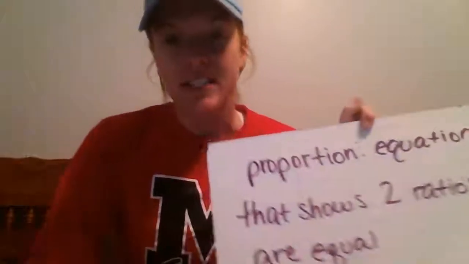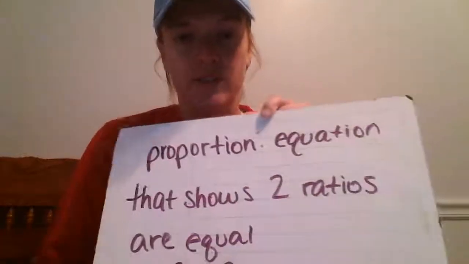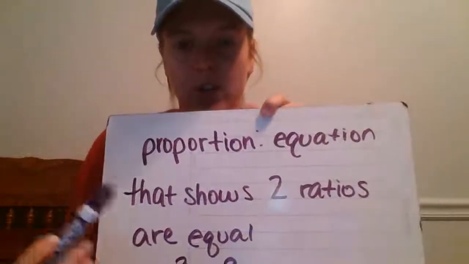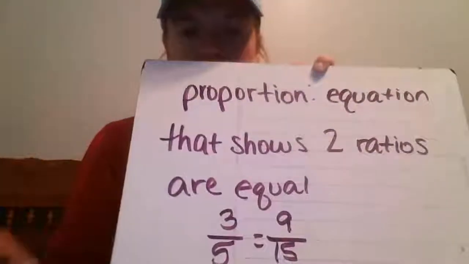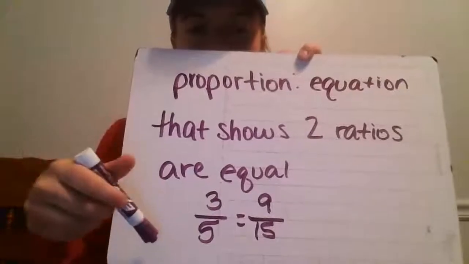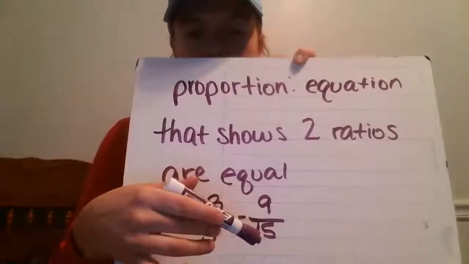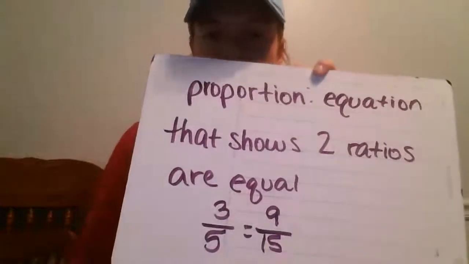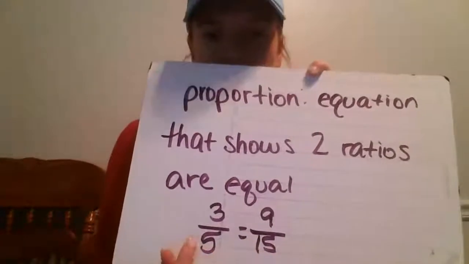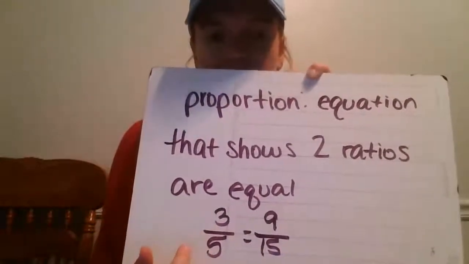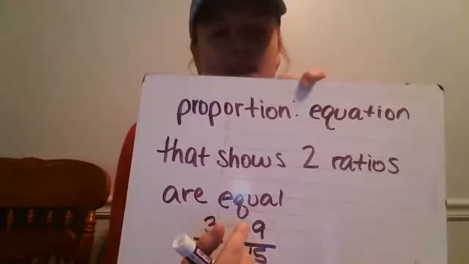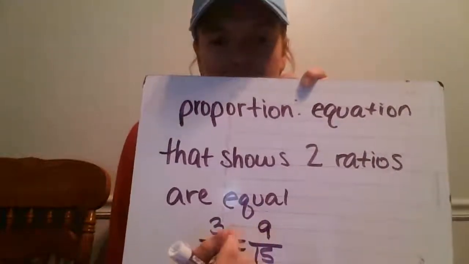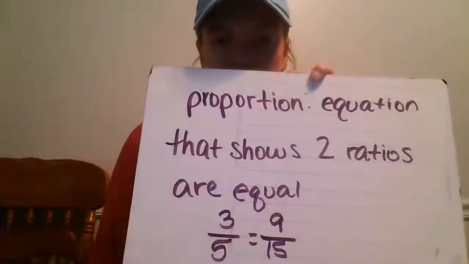Okay, so the next thing we're going to talk about is proportions. A proportion is an equation that shows two ratios are equal. So if you look, we have the ratio of 3/5 equals 9/15. We know that these are equal because if I multiply 3 and 5 by 3, then we would get 9/15. So 3 times 3 is 9, 5 times 3 is 15.